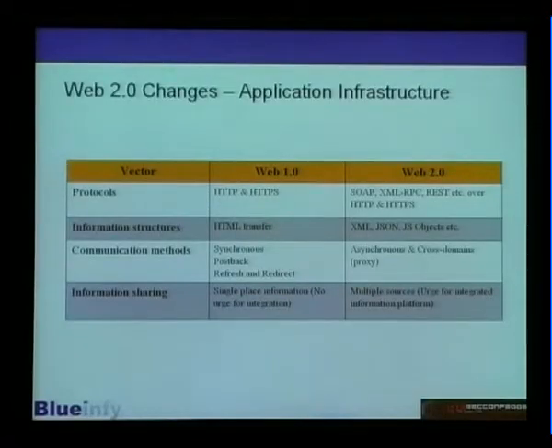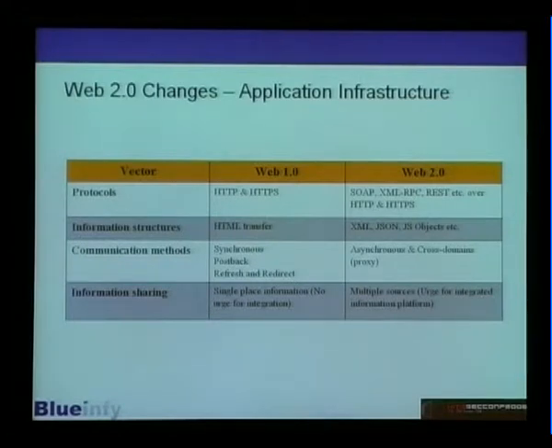So there are two important changes which we are seeing before getting into attacks and methodology. Number one is on your application infrastructure, where your applications are running. You have protocol level changes. If you look at the traditional application, you have HTTP and HTTPS only. Now you have SOAP, XML RPC, REST, all over HTTP and HTTPS. Then information structures. In a typical Web 1.0 application, name-value pairs go out from the browser and HTML comes back to you. Now we have XML, JSON, JS objects, and various different customized structures which are marshalling between the browser and your application.